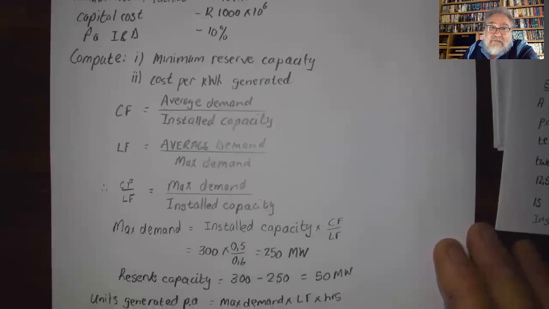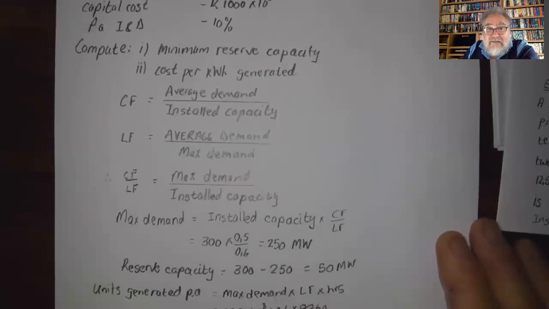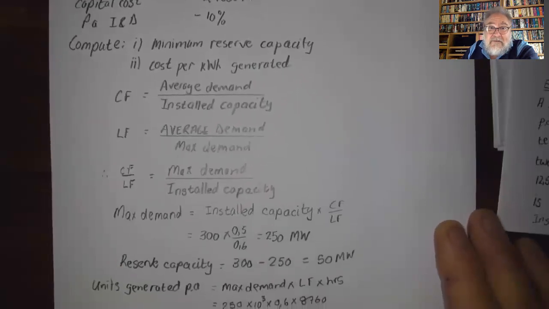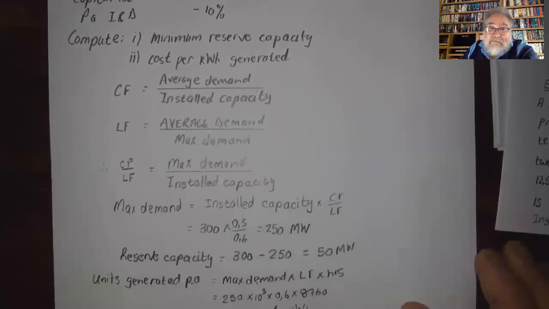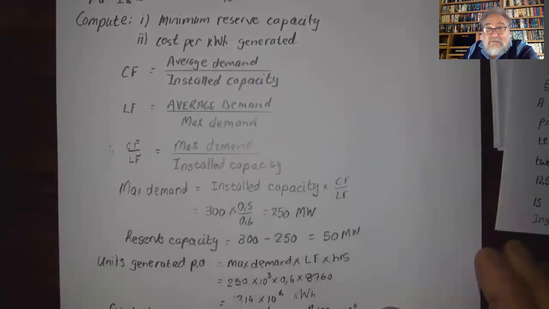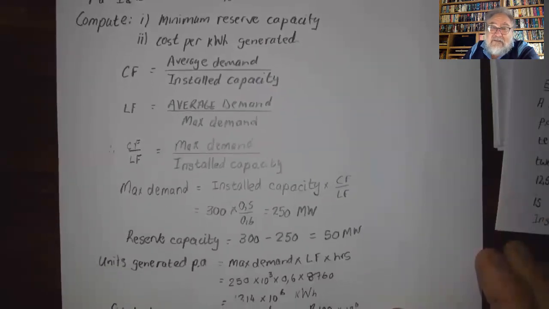Now, our capacity factor is the average demand divided by the installed capacity. And the load factor is the average demand divided by the maximum demand. And therefore, CF divided by LF, capacity factor divided by the load factor, gives us the maximum demand divided by the installed capacity.